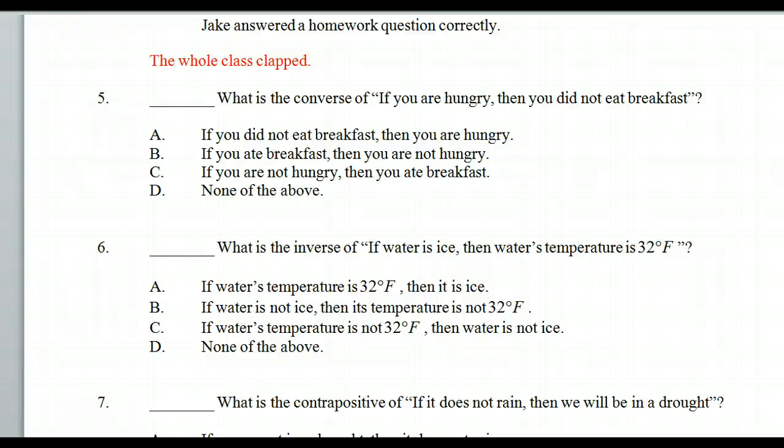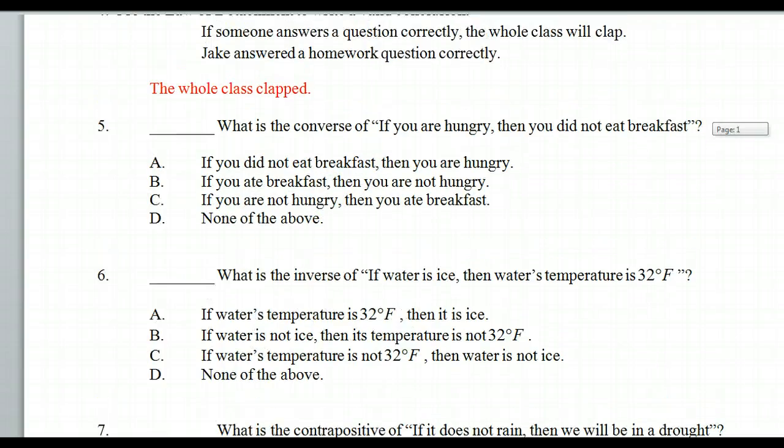Which is the one where we don't reverse the order, but we just negate everything? Not this, not that. That's the inverse. The inverse is the one where we just negate. The converse is the one where we reverse them. And of course the contrapositive. How do we make the contrapositive? We do both things. For the contrapositive, we reverse the order and we negate.